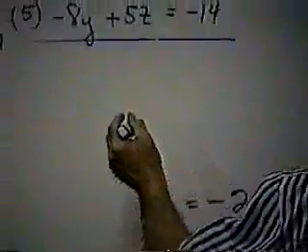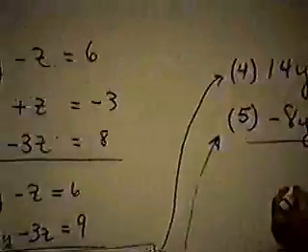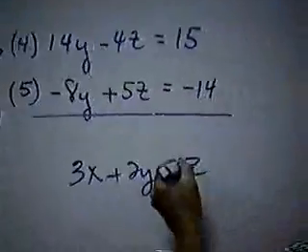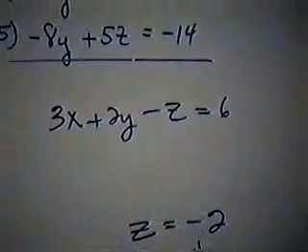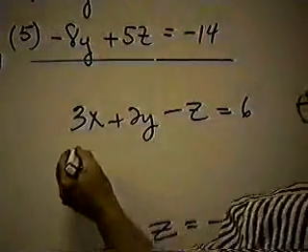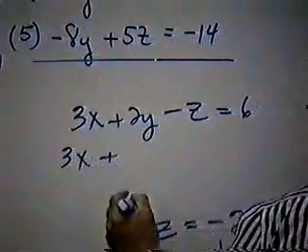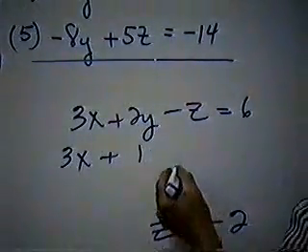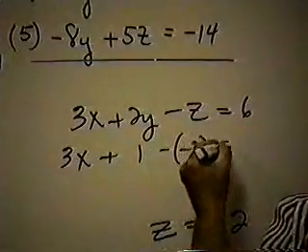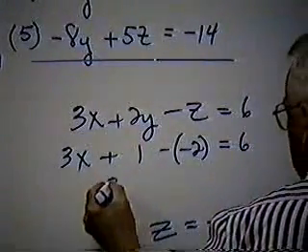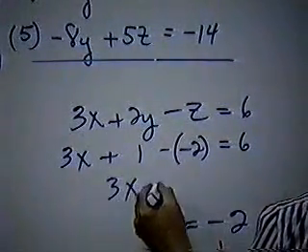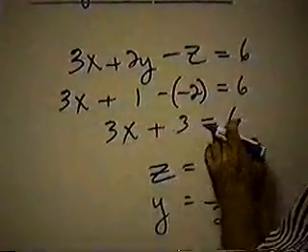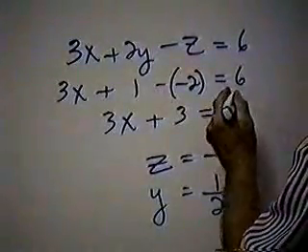So let's take equation number 1. Equation 1 was 3x plus 2y minus z is equal to 6. And we plug these values in. So that'll give us 3x plus 2 times 1/2 is 1, minus a minus 2. So what we have is 3x plus 3 is equal to 6. Move the 3 across. This will become a minus 3.